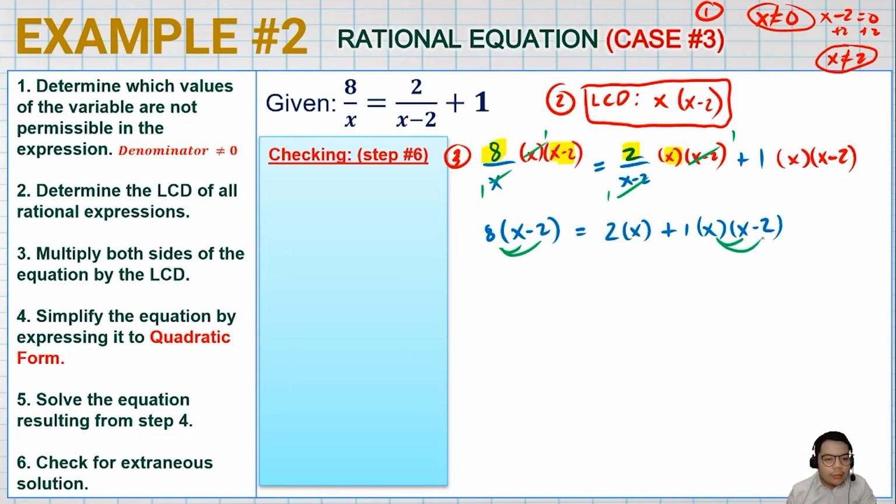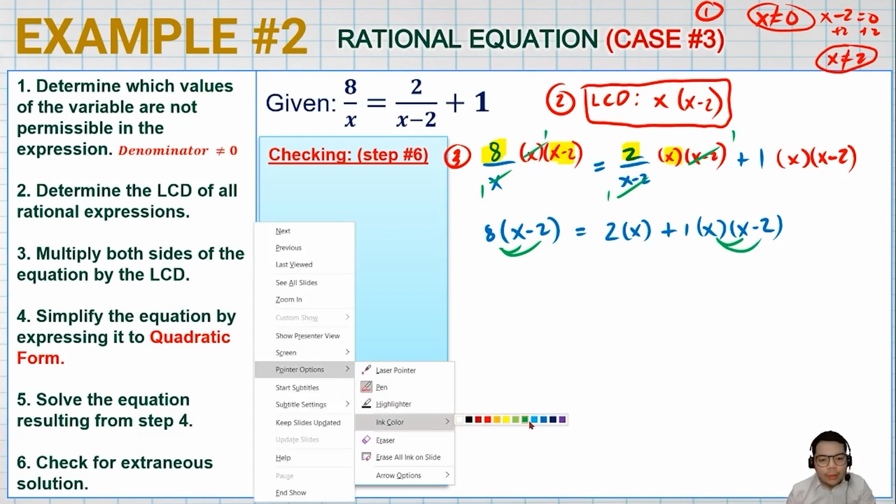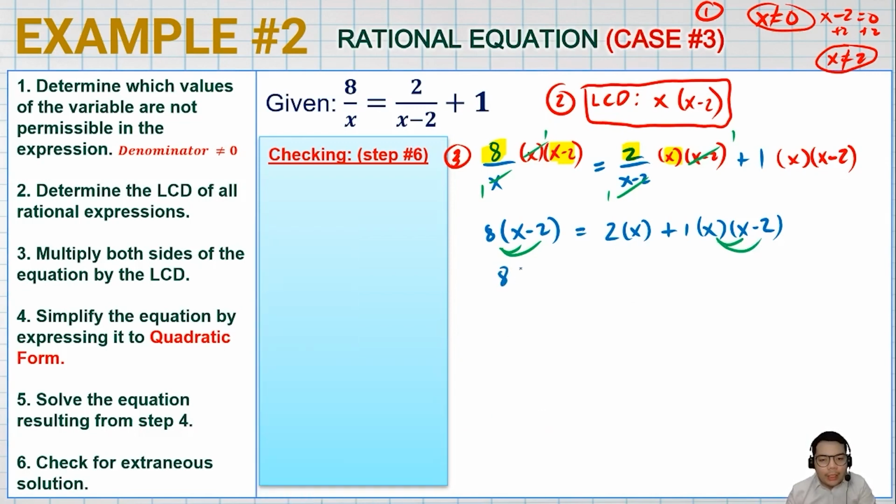And dito, I think we can distribute this one as well. So from that, we can have here 8x. So that's 8 times x minus 16 because that's 8 times negative 2. So ito, magiging 2x na lang. That's 2 times x. Then plus, ito 1. So 1 times this expression will just be equal to the same. So, ito na lang yung pwede natin gawin. X times x is x squared. Then, x times negative 2 is negative 2x. And that is how we multiply by the use of our LCD.